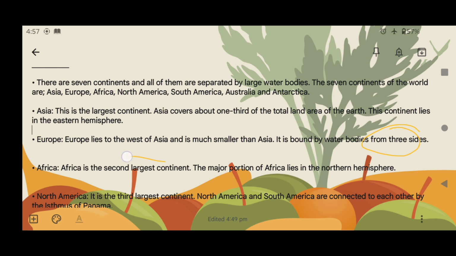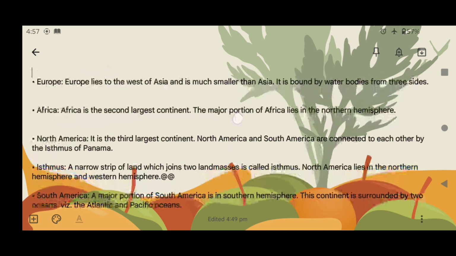Africa. Africa is the second largest continent. The major portion of Africa lies in the northern hemisphere. North America. It is the third largest continent. North America and South America are connected to each other by the Isthmus of Panama. An isthmus is a narrow strip of land which joins two land masses. North America lies in the northern hemisphere and South America lies in the western hemisphere.